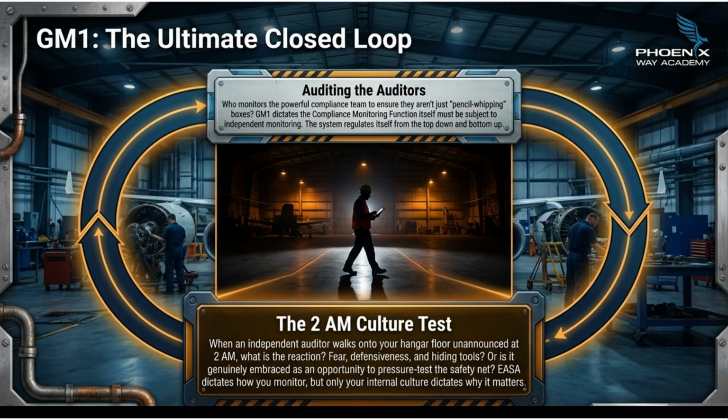Exactly. Think about a massive international airline. Their internal compliance team is incredibly powerful. But over the years, what if they get lazy? What if they start pencil whipping their own audit reports? Right, they could just be checking boxes. Yeah. So to satisfy GM1, that airline must hire a completely separate independent entity, often a third-party consultant, to come in and aggressively audit the compliance team's paperwork. Wow. It ensures that absolutely no department, no matter how much authority they wield over the hangar floor, is above scrutiny. The system regulates itself from the top down, from the bottom up.